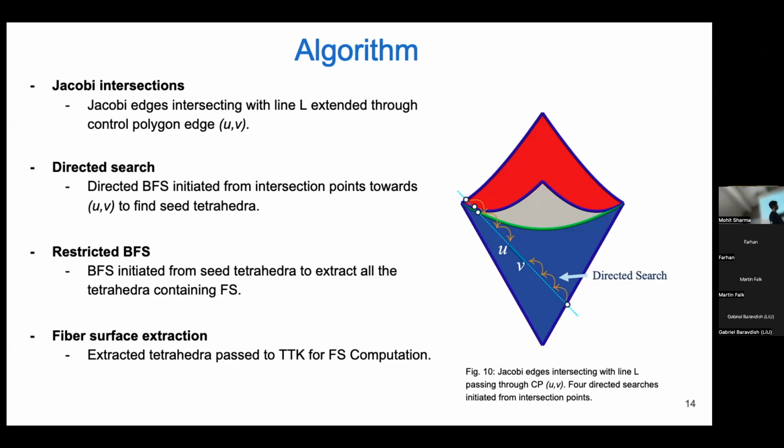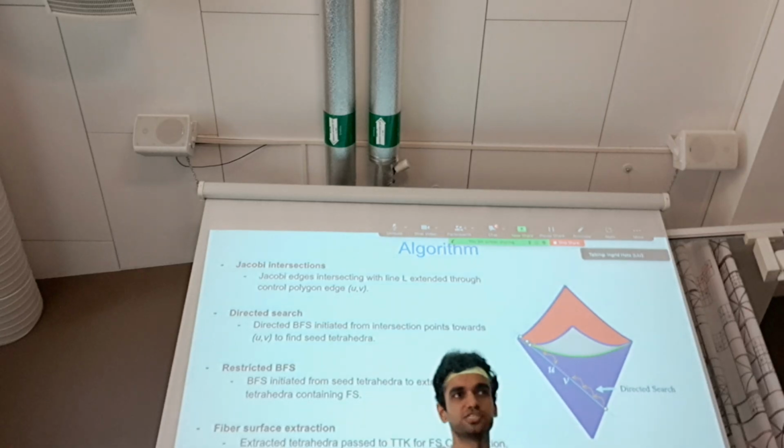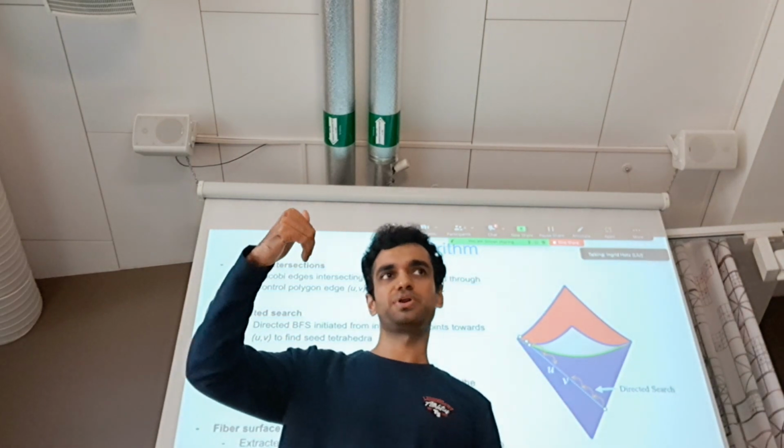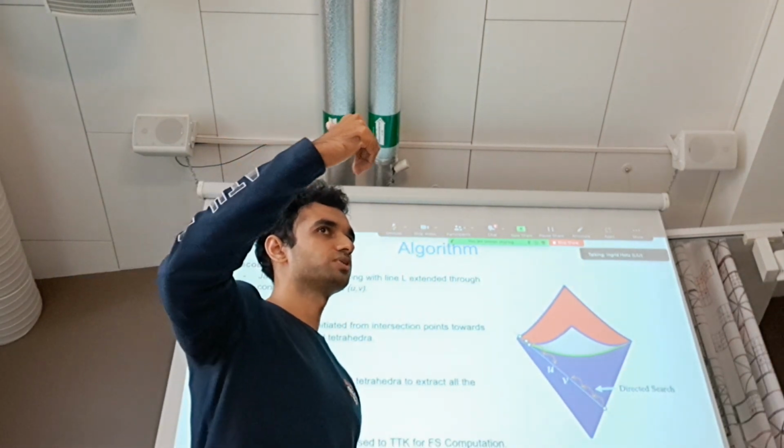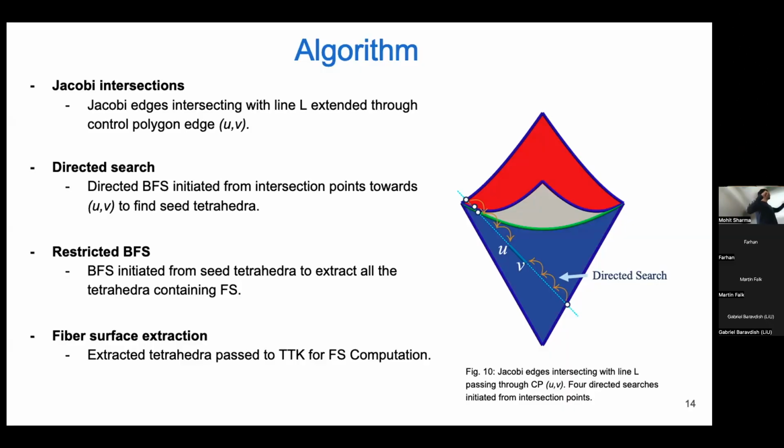Next, from each Jacobi edge inside the domain, I do a directed search. Directed search means I start traversing the neighboring tetrahedra and try to reach the control polygon edge, or these U and V bivariate values inside the domain, from each edge. I just move closer to UV. As soon as I encounter U or V, I know, okay, this is the tetrahedron I require. This is my seed tetrahedron, and I'll be extracting my fiber surface from this seed. So using these directed searches, we identify seeds.